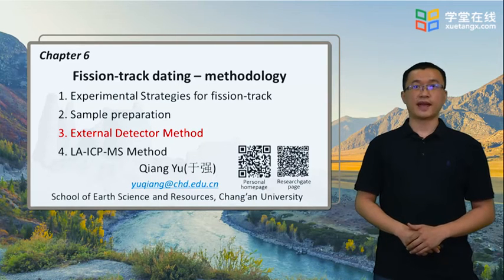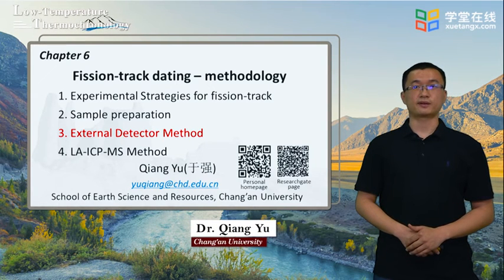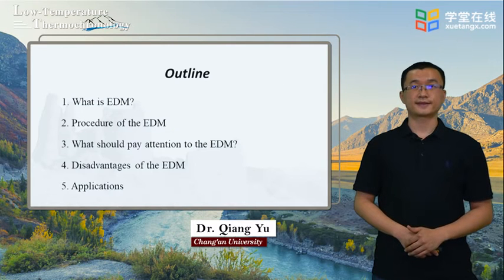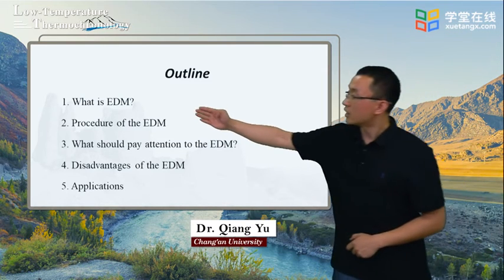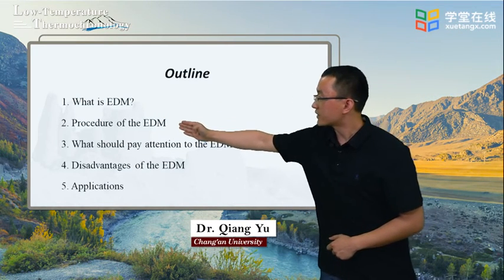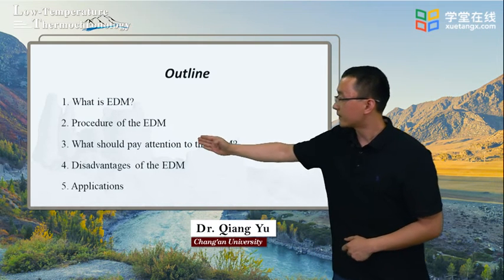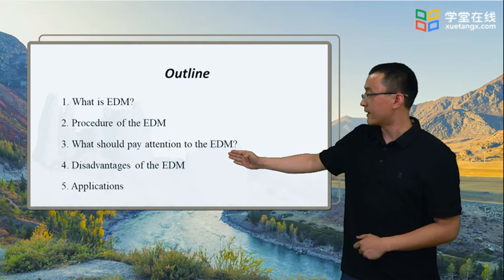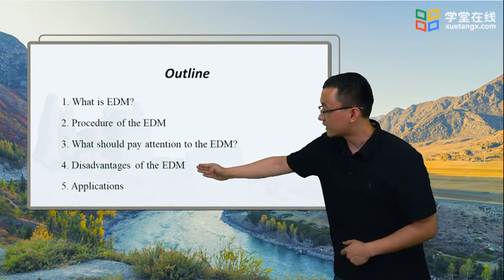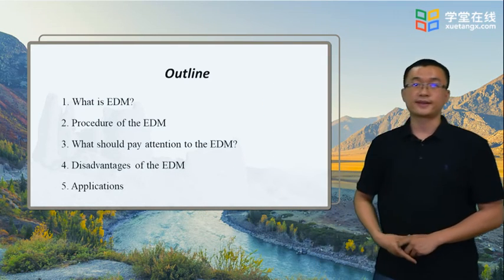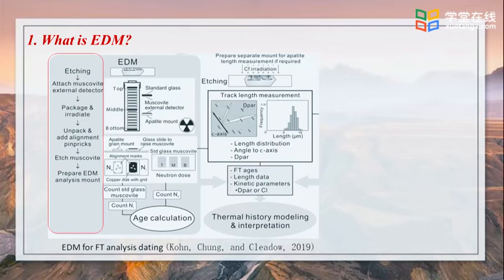Today, let's have a look at the third section of this chapter, the external detector method. This lesson includes 5 topics: introduction of the EDM, procedure of the EDM, what should be paid attention to in the EDM, disadvantages and applications of the EDM. EDM is the most common protocol for studying minerals with uranium content between different grains.